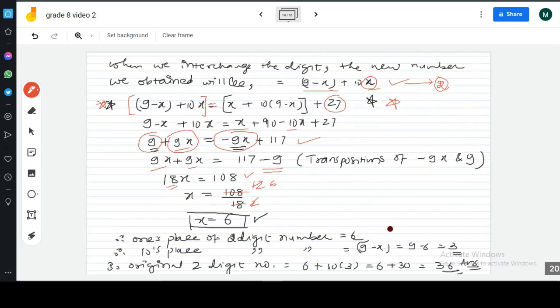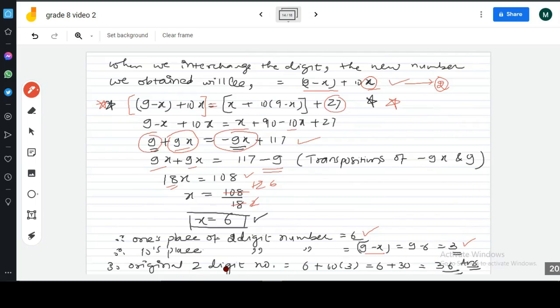So we got the ones place digit, and the tens place digit, which we considered as y, was given in terms of x as 9 minus x. So substituting the value of x here, it will be 9 minus 6, that is 3 only. Okay, 9 minus x is 3. So we got the units place, we got the tens place. So what will be the number we have?